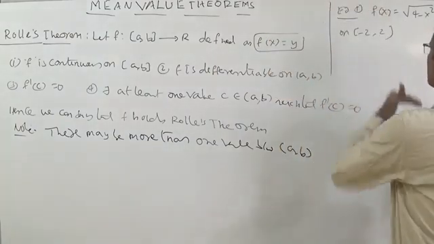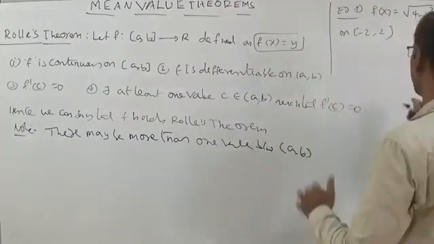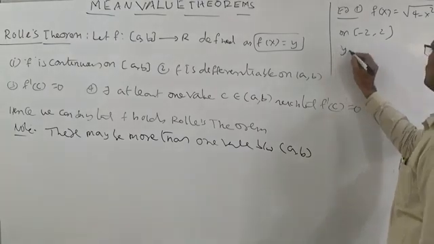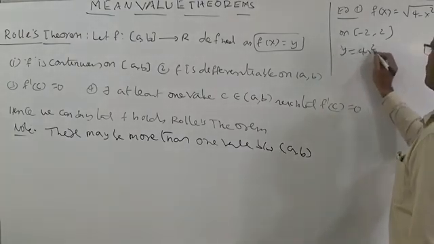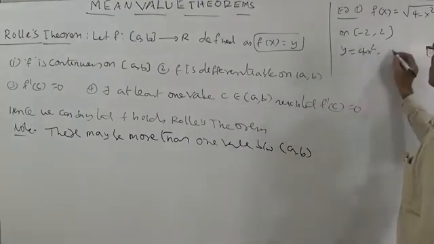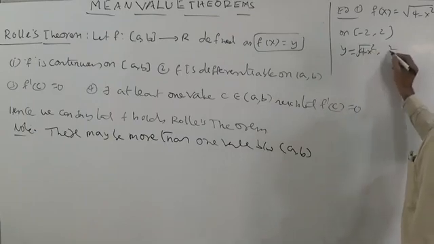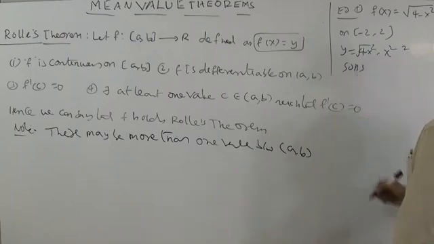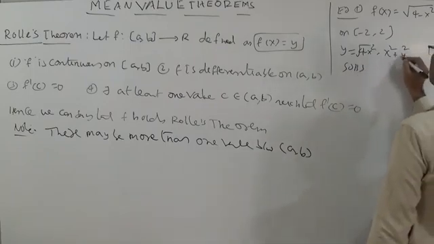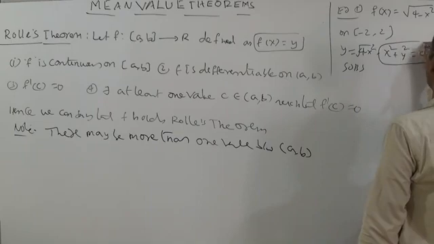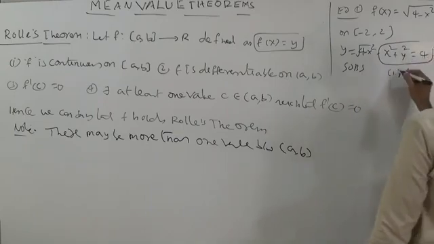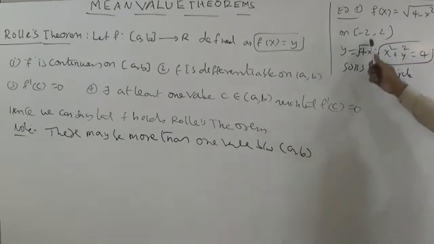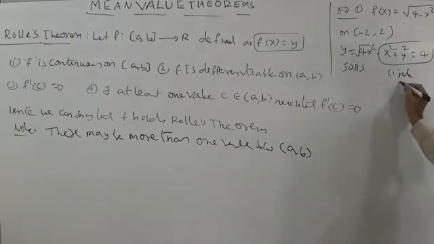So whether it is continuous or differentiable, I will say f of x is equal to root of 4 minus x square. So y is equal to root of 4 minus x square. Then by squaring both sides, you can say that x square plus y square is equal to 4. It is a circle. If you substitute minus 2 here, it becomes 0, and 2 substituted here also becomes 0.